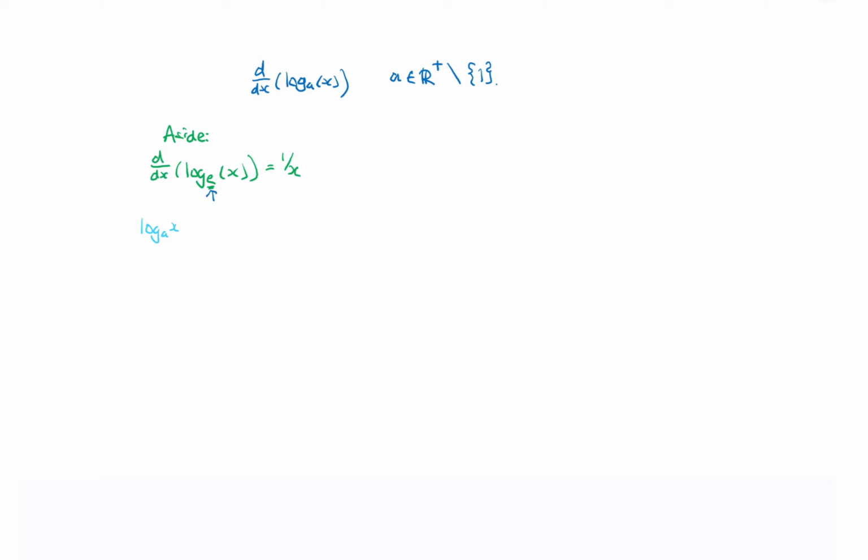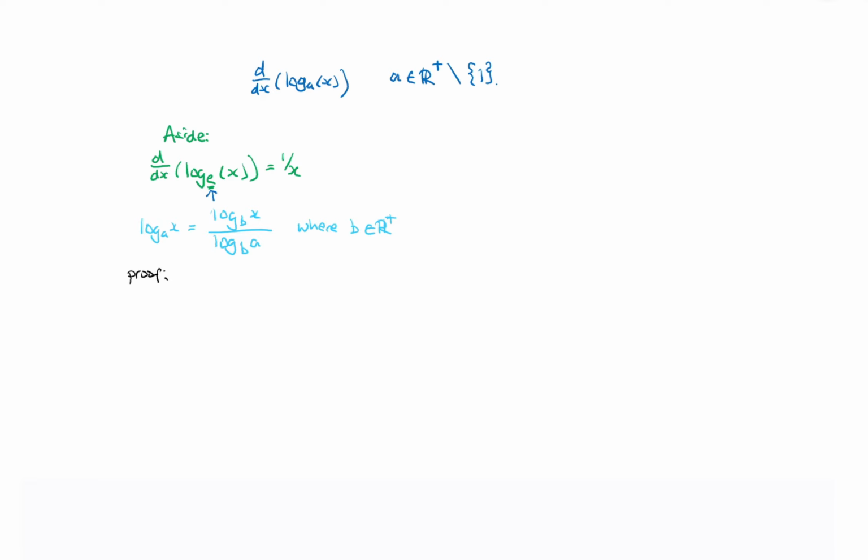And that rule says that log_a of x equals log_b of x divided by log_b of a, where b could be 2, 10, or even e, which is what we want in this case. So b can be any real positive number. Right, now before we move on, let's probably just prove this.